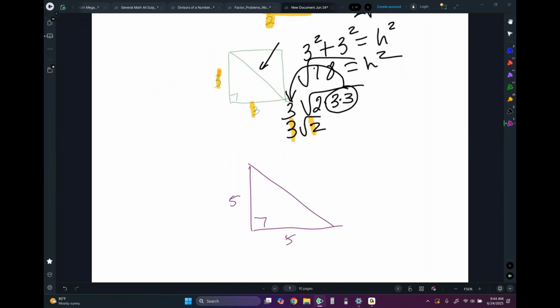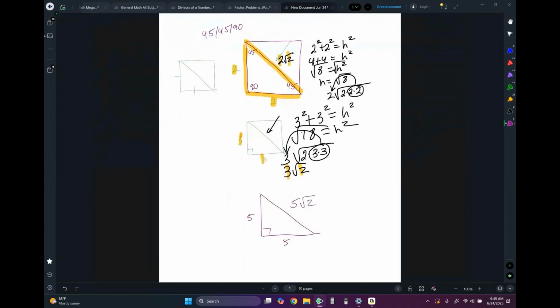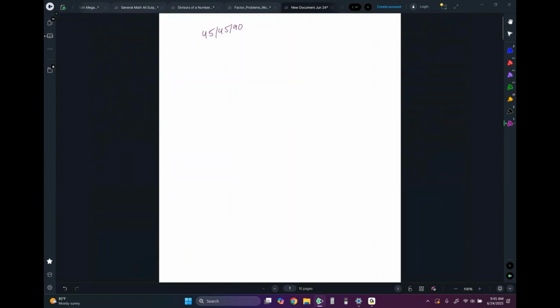Then it would be 5 times square root of 2. 5 root 2. There you go. Okay, so there's the pattern. I want you to, if you don't already know this, even if you do know it, write it down, okay? Okay, so 45, 45, 90. If I have a 45, 45, 90 triangle, remember that it's really just half of a square, okay?